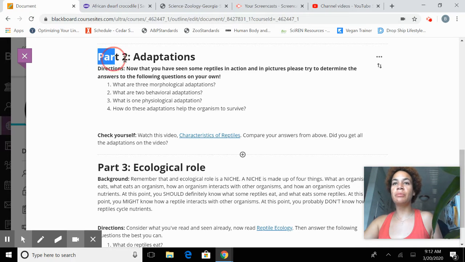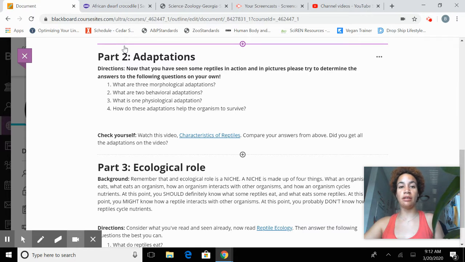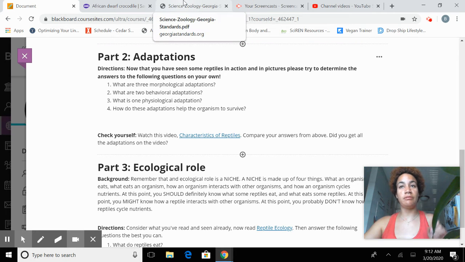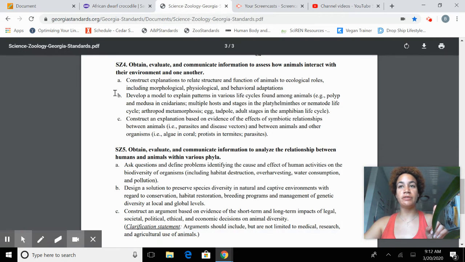So in part 2, you are remembering those adaptations. Remember, adaptations are especially essential to an ecological role, which is what we're trying to understand, because I'm going to snap back to our standards. Remember, we're trying to construct explanations to relate structure and function of animals, specifically reptiles right now, to ecological roles. We're doing that by including our morphological, physiological, and behavioral adaptations. So don't forget what we're doing this for, okay?